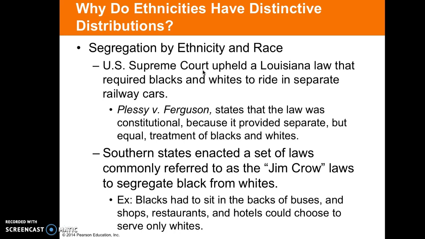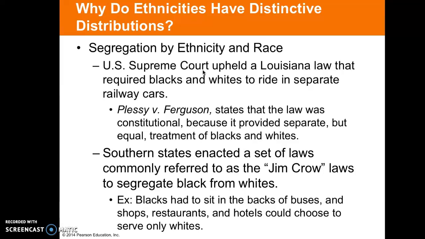Now, part of this pattern had to do with segregation. We had segregation by ethnicity and by race. The United States Supreme Court initially upheld a Louisiana law that required black and white people to ride in separate cars. That was called Plessy versus Ferguson. It said the law was constitutional because it provided separate but equal treatment of black and white people. After that, the Supreme Court upheld that ruling.